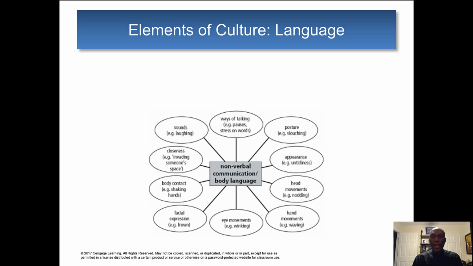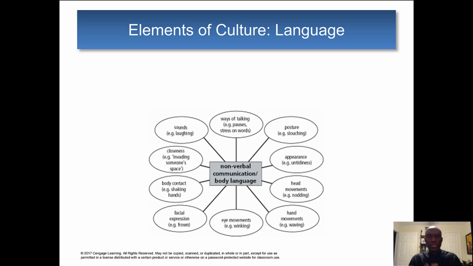Facial expressions, frowns. I think a smile is one thing that may be universal, because we know, okay, somebody smiles, they're feeling good, they're happy, they are conveying a sense of satisfaction. And frowns can mean different things. Smiles are typically a sign of happiness. Body contact, shaking hands. How do you shake hands? Is it firm? Is it loose? Do you shake hands and touch cheek to cheek?